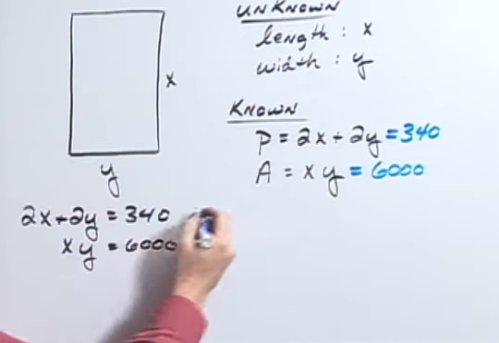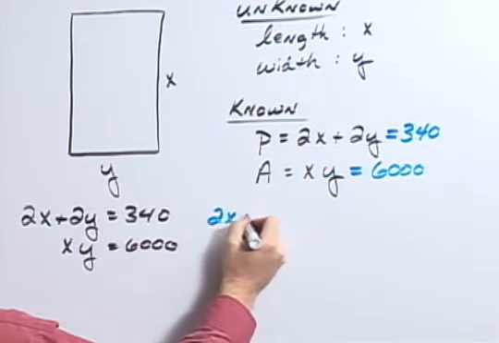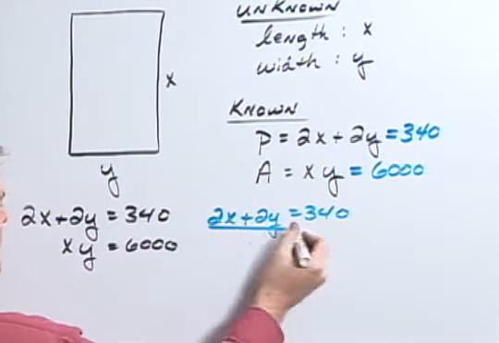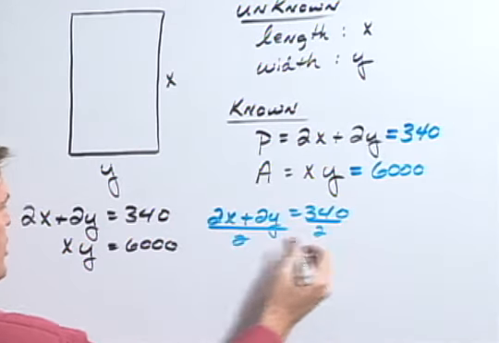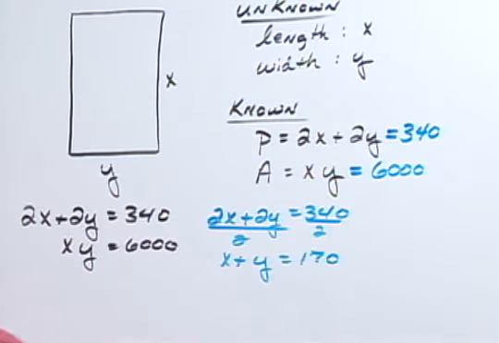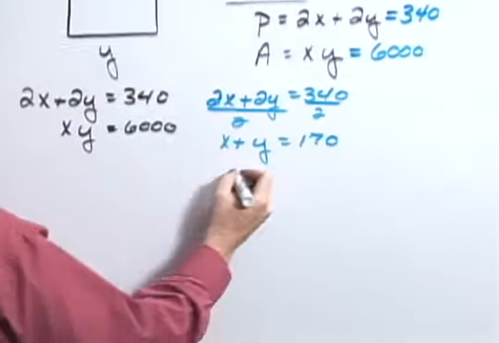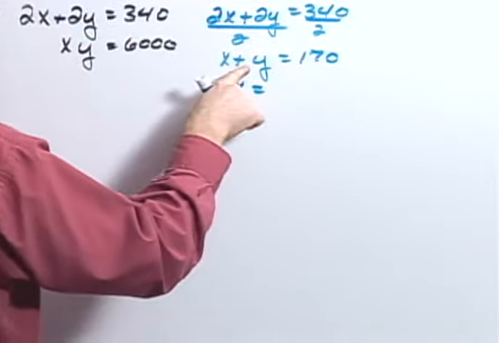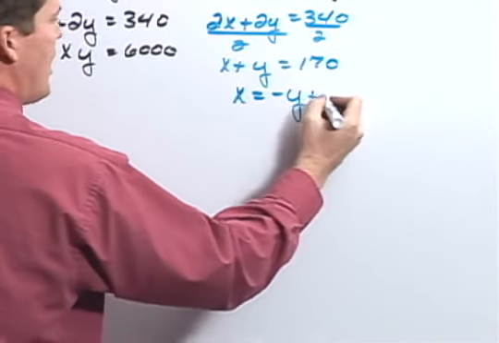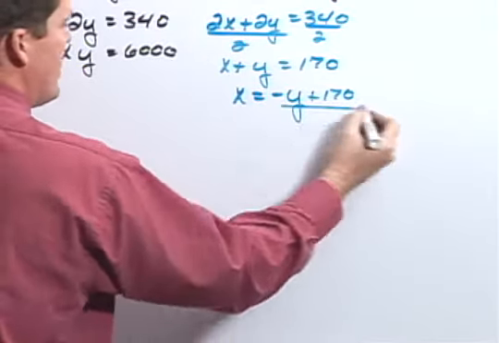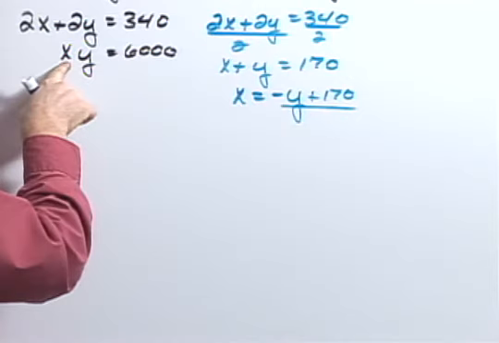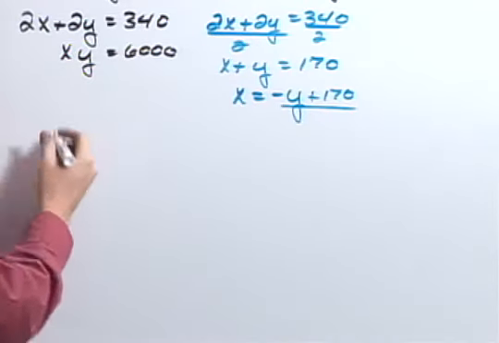To do so, let's rewrite this as 2x plus 2y equals 340, and divide both sides by 2. So x plus y would equal 170. Solving for that x then, x would equal, I can subtract y from both sides, so negative y plus 170. And now I can take that value of x and put it into my second equation.